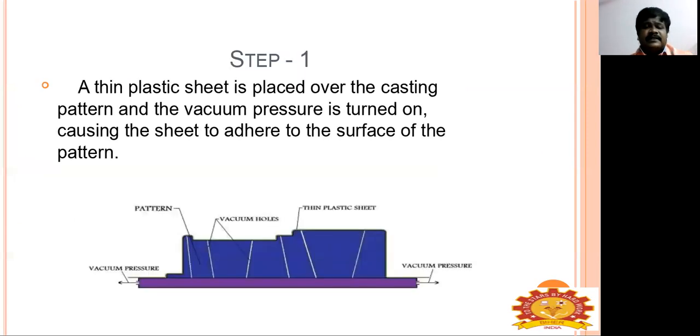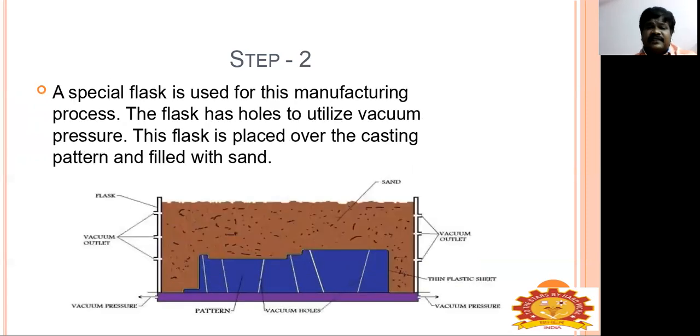The sequential steps: first is the thin plastic sheet. Not the sheet metal, the thin plastic sheet is placed over the casting pattern, and the vacuum pressure we will turn on. You can see the vacuum pattern, vacuum hole, thin plastic sheet, vacuum pressure. When the vacuum pressure is turned on, it will cause the sheet to adhere to the surface of the pattern. That is the first step.